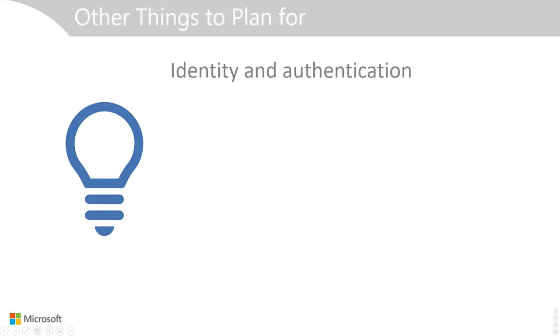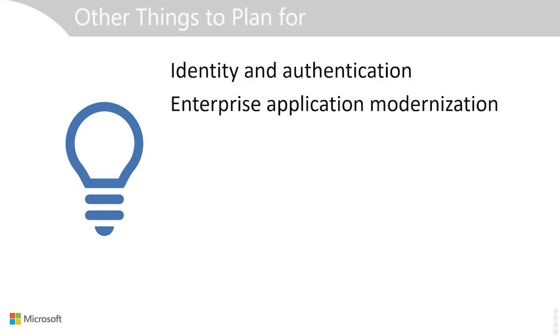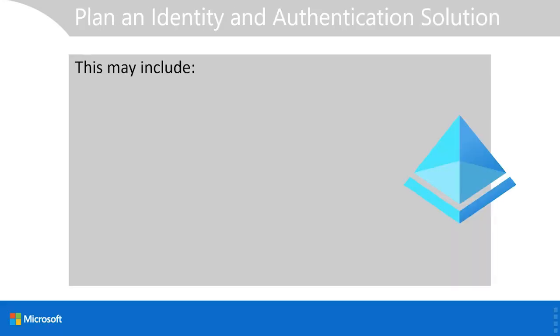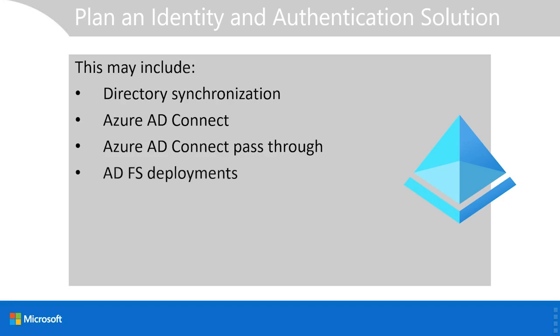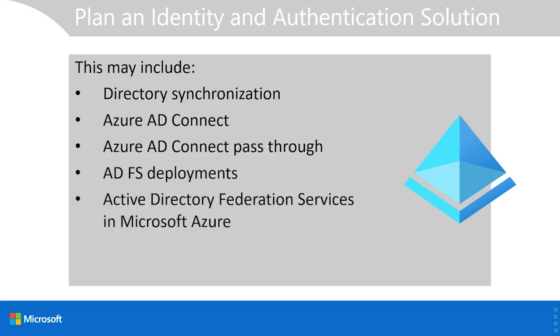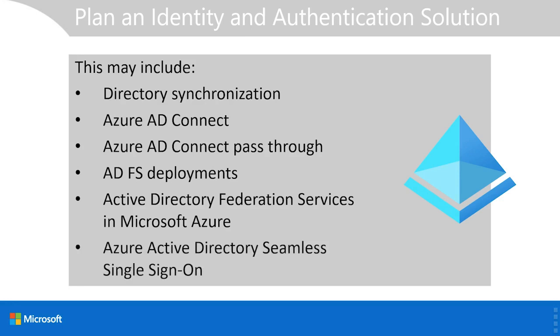A couple of other things to plan for are identity and authentication and enterprise application modernization. This is something that we'll talk about a great deal more later in the course, but planning an identity and authentication solution might include setting up directory synchronization, configuring Azure AD Connect, configuring Azure AD Connect pass-through, configuring an ADFS deployment, setting up Active Directory Federation Services in Microsoft Azure, or configuring Azure Active Directory seamless single sign-on.